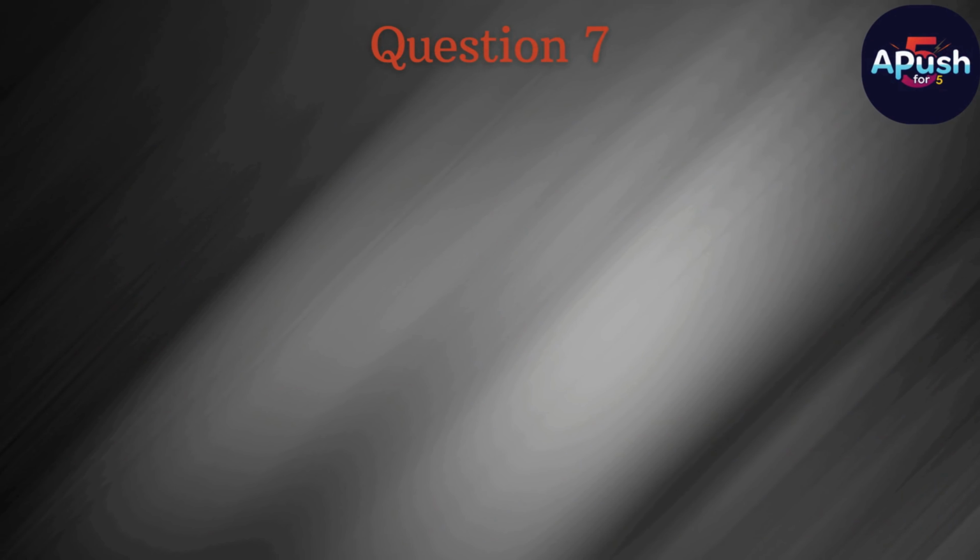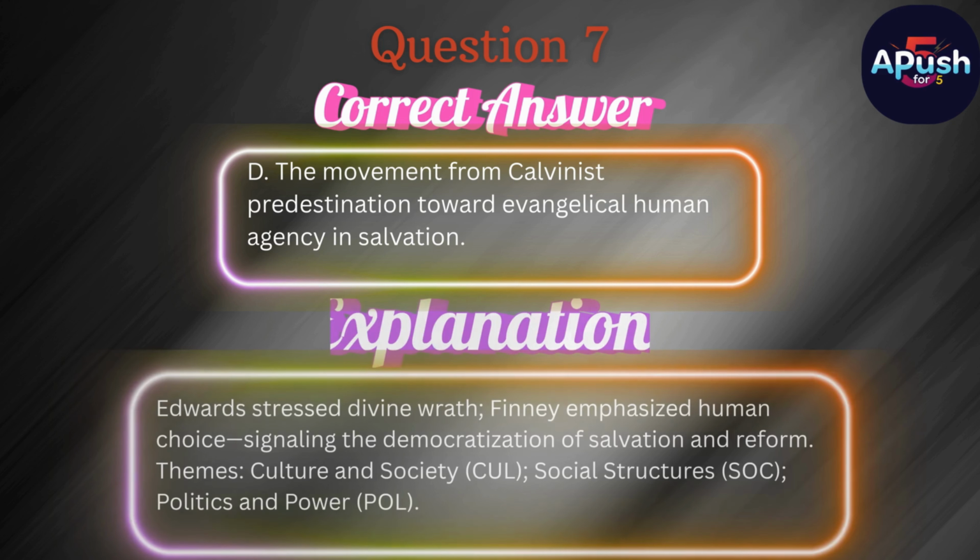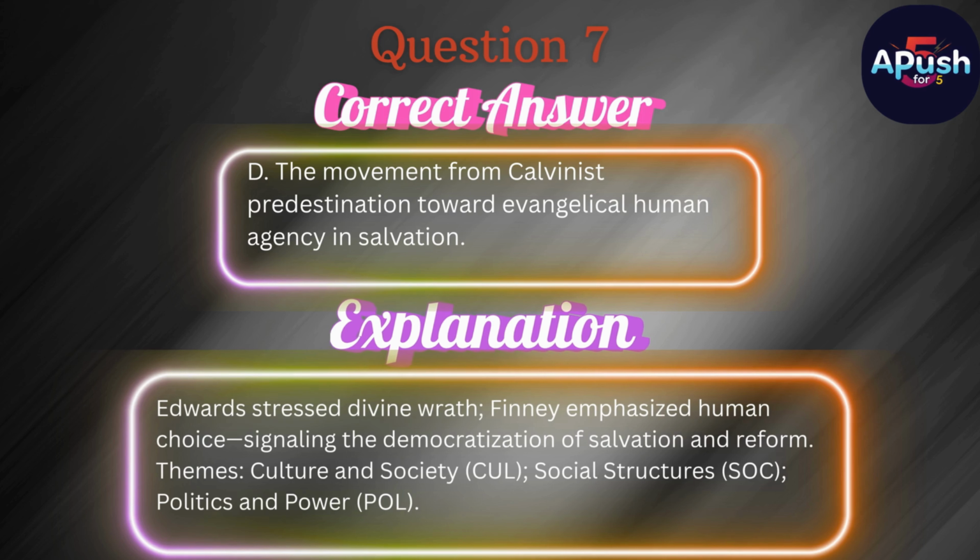The correct answer is D. The movement from Calvinist predestination toward evangelical human agency and salvation. Edwards stressed divine wrath. Finney emphasized human choice, signaling the democratization of salvation and reform.